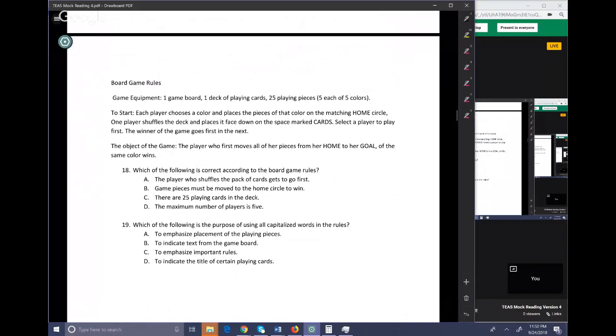Board game rules. I'll go quickly on this because this was probably easy. 18 was B. So if you didn't get B, you can tune in for a second. A says you choose someone to go first. C, there were 25 pieces, not cards. And D was not mentioned. 19 is supposed to be B. And it says those on the board. So to make it clear that that's what they're talking about, they put that in all caps.